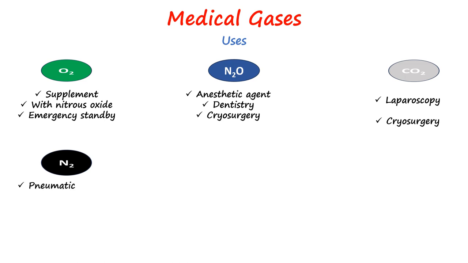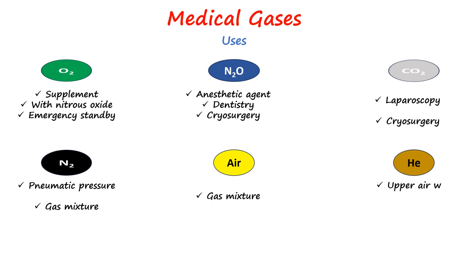Nitrogen is used to provide pneumatic pressure in medical equipment and as a component of gas mixtures. Medical air is used as a mixing component for other respiratory gases. Helium is used in breathing mixtures for patients with impaired lung functions.